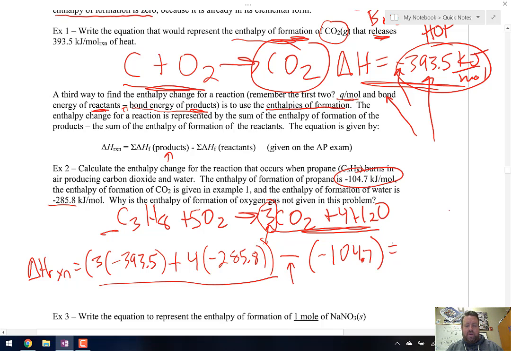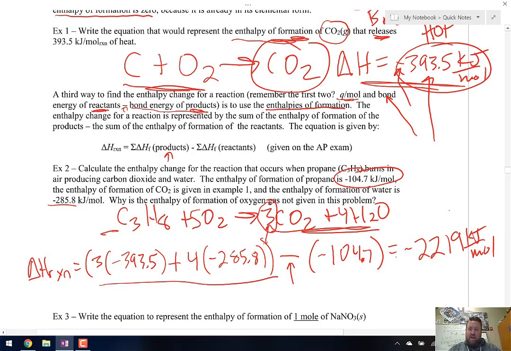So I'm going to take 3 times negative 393.5 plus 4 times, and I'm typing it in the exact way I have it on my screen. So I did plus 4 times negative 285.8 minus, and then I'm going to do negative 104.7. And then I get a final answer of negative 2,219 kilojoules per mole.